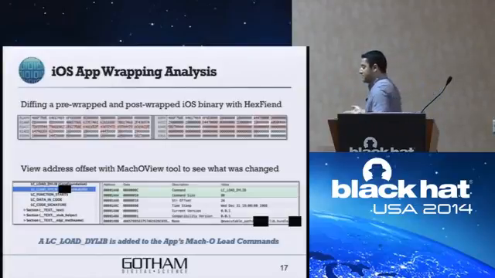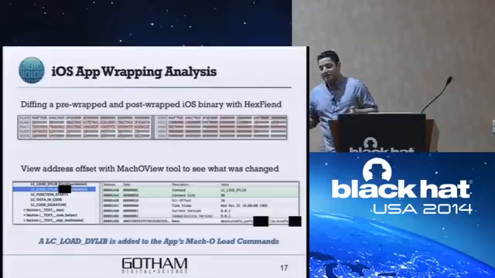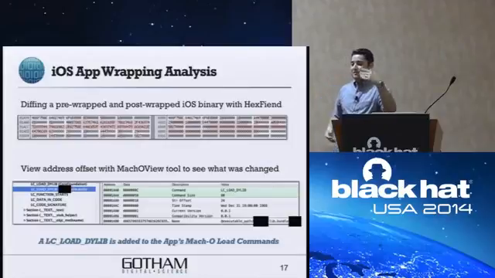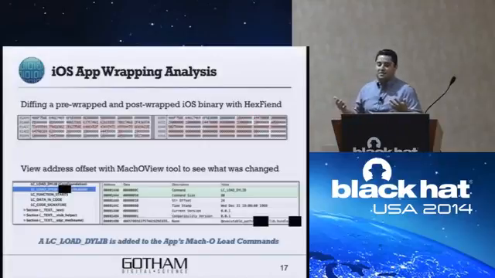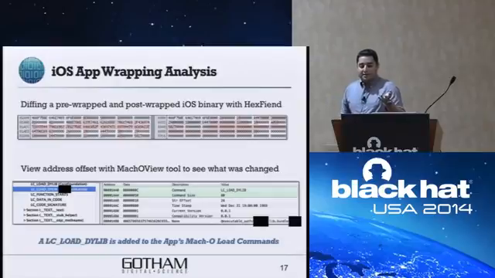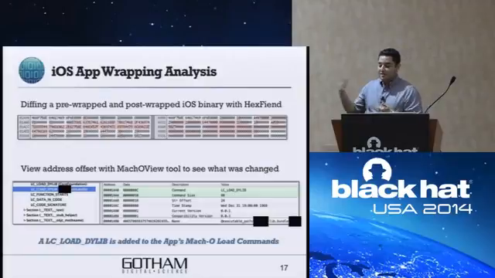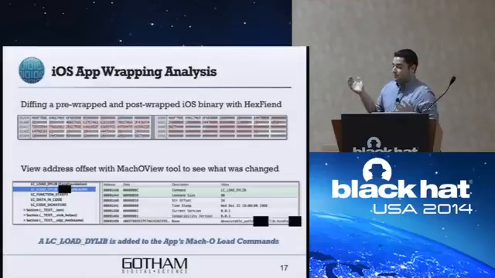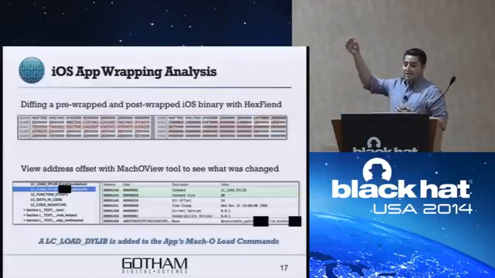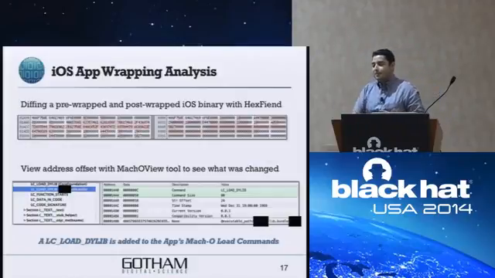So what's the first step when you're trying to determine what changed? Let's say something got patched. You get the pre-patch executable and the post-patch executable, diff them, and you know where to start looking. So I did the same thing. I got a pre-wrapped IPA file and then a post-wrapped IPA file, unzipped them, compared the executables, and diffed them. I opened it up in a hex differ tool, which pointed out in red where there was a change.